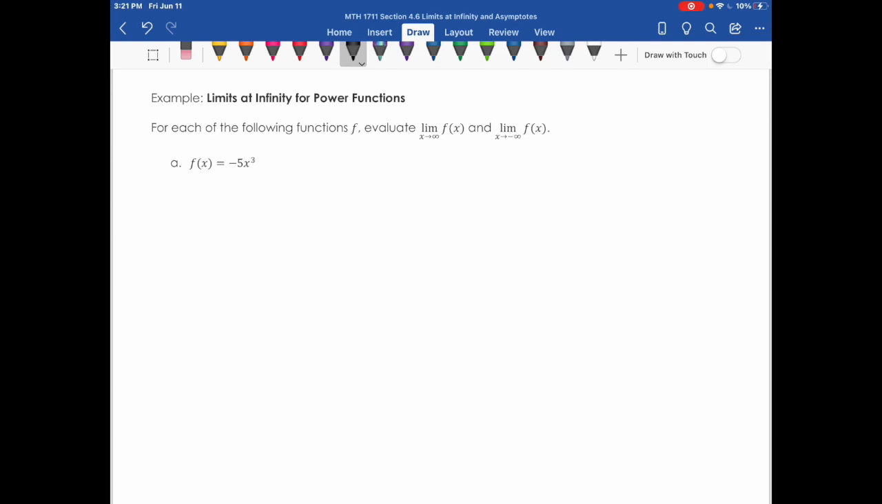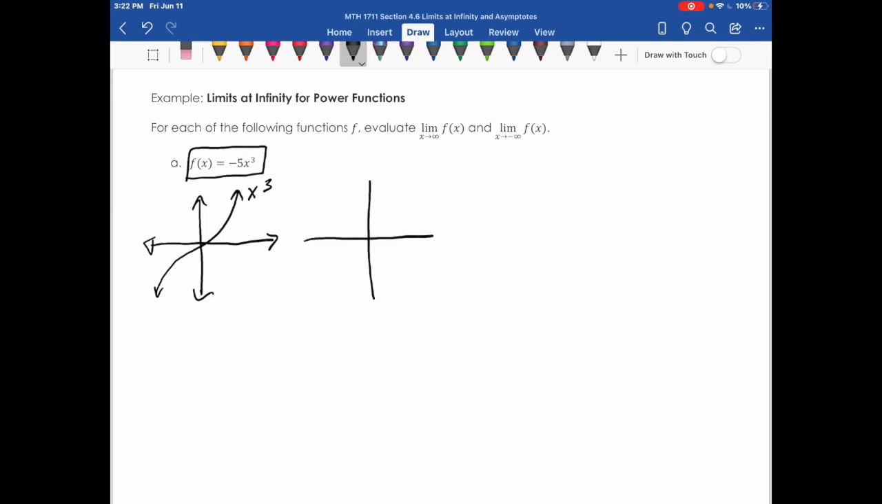In this next example, we're going to look at limits at infinity for power functions. This requires us to remember some of our graph shifting rules and our basic mother functions. So if I look at this function, f of x is equal to negative 5x to the third, we're just looking at the basic shape. We're not going to graph this perfectly. We know that x to the third has a shape that looks something like this. This is x to the third.